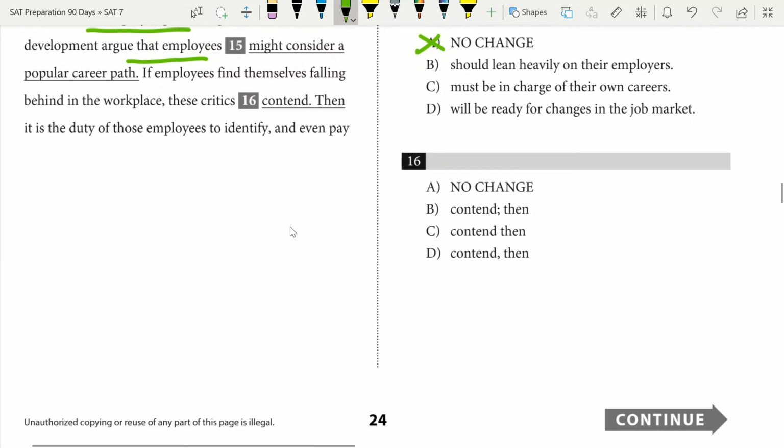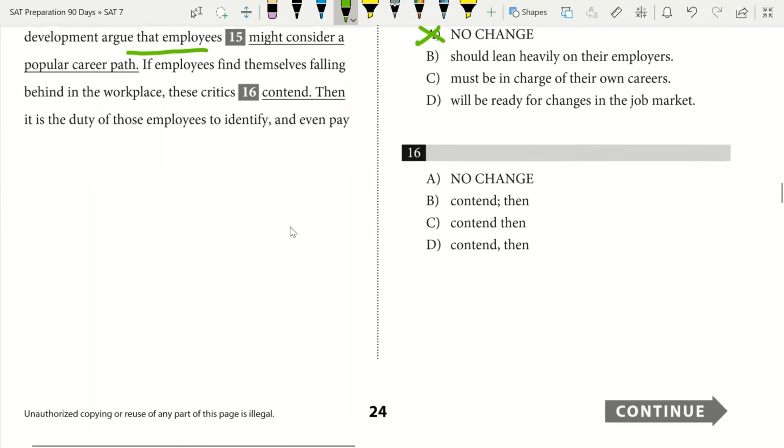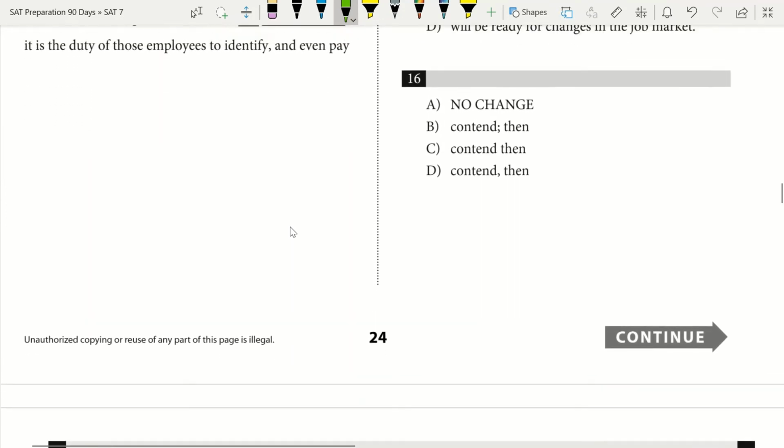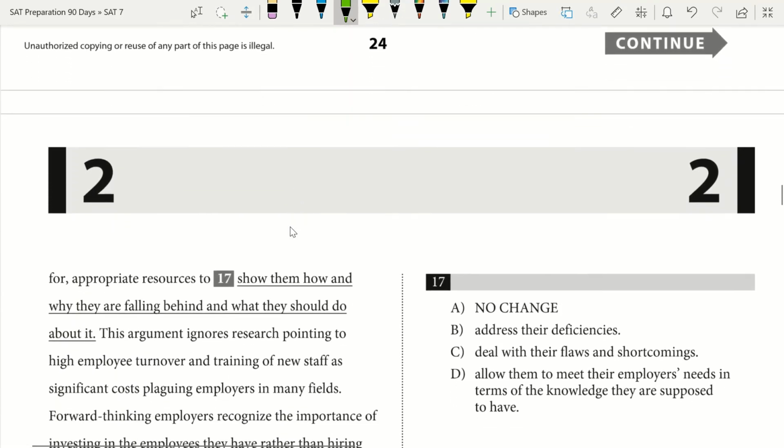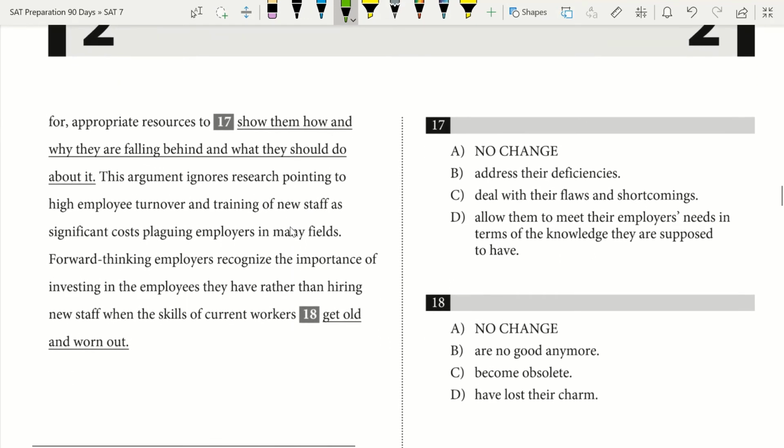So we have if employees find themselves falling behind in the workplace, these critics contend, I'm probably looking to combine these sentences, then it is the duty of those employees to identify and even pay for appropriate resources to address their deficiencies, deals with their flaws and shortcomings, allow them to meet their employer's needs in terms of the knowledge they are supposed to have, or show them how and why they are falling behind and what they should do about it. Okay, 17 here.